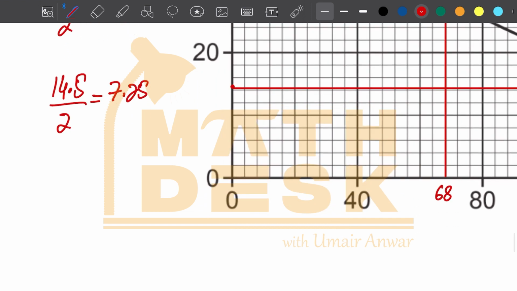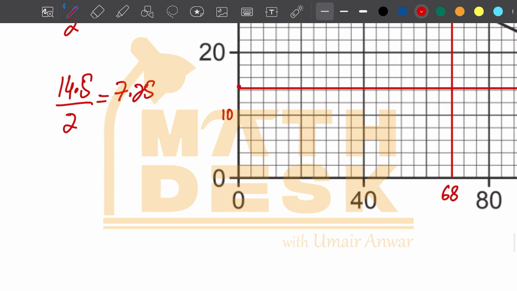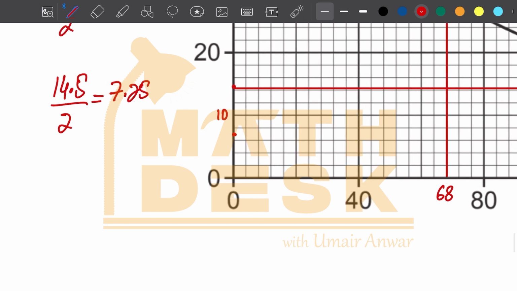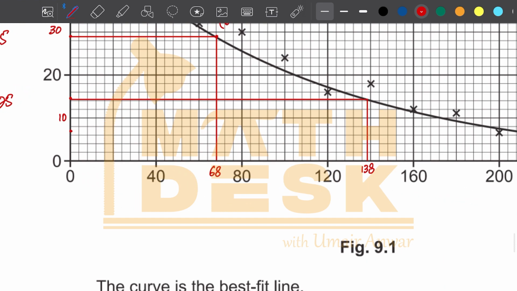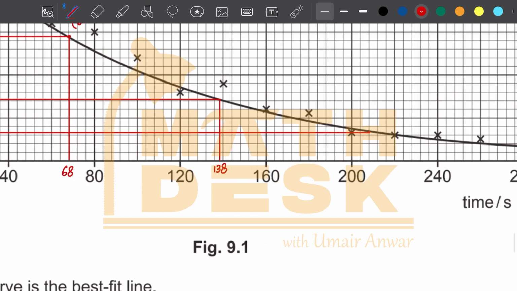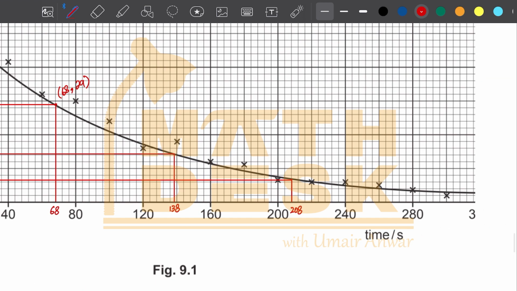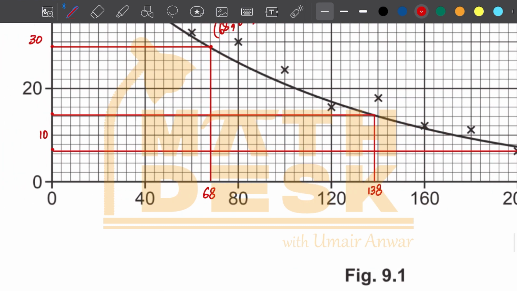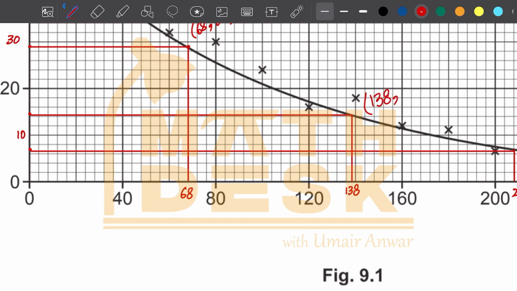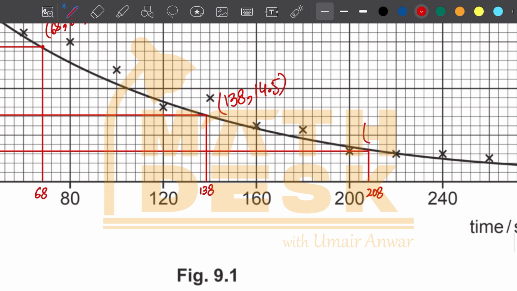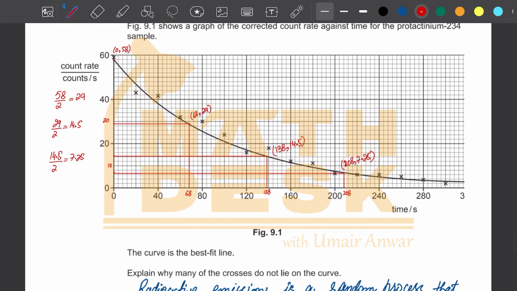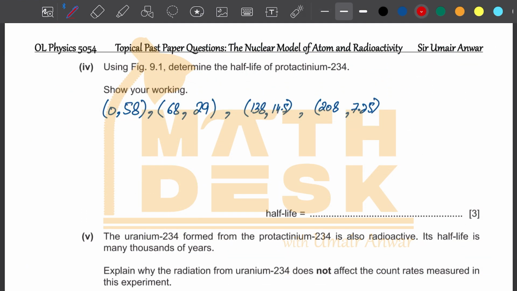Now another value of the count rate would be required here. So it is the value of 10, 8, 6 and 7.25 would be somewhere here. So now I'm matching this point with the curve with a perfectly horizontal line. The point that I get is here, and when I match this point over here, 208 approximately. So we got 4 points during this activity. This point is 138, 14.5, and the last one is 208, 7.25. So these are the 4 points that we would use for the calculation of half-life. Okay, so I've written all the points here.